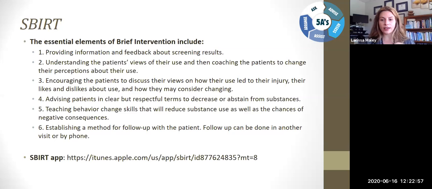So have you considered tracking how much you're using? Have you considered maybe cutting back from, instead of 5 times a day, to 4 times a day? And then establishing a method for follow-up. So being able to say, I'd like to see you again in a week or in a couple of weeks to see how you've been doing with these recommendations. So you can do this in 5 or 10 minutes.